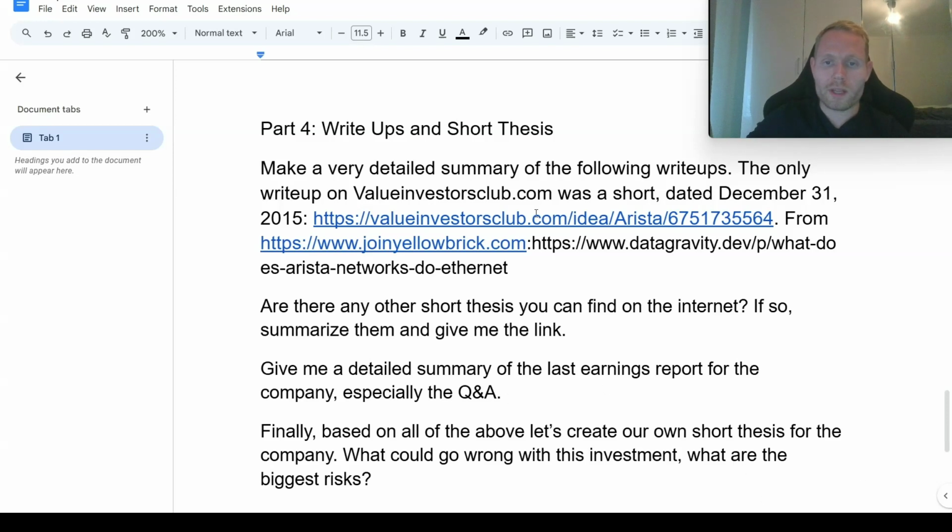You just have to create a login, and I think you can get write-ups. The latest write-ups, I think, are probably 90 days old, something like that. So you can get a lot of value from there. I just copy pasted the write-up from Value Investors Club, which is actually a short. It's very old, 2015, but there might be some things in there that still apply to the company.